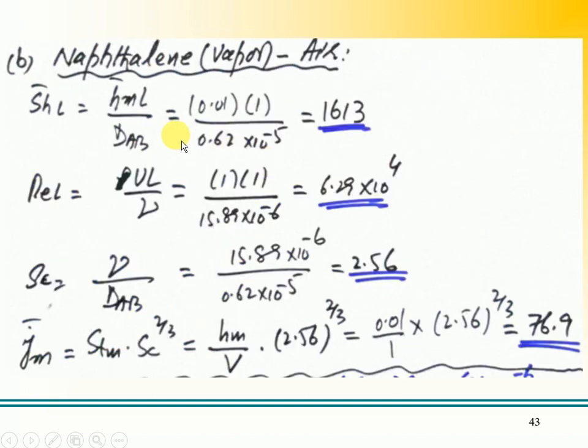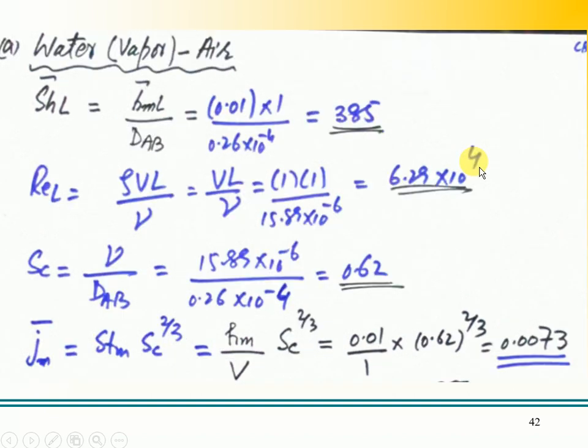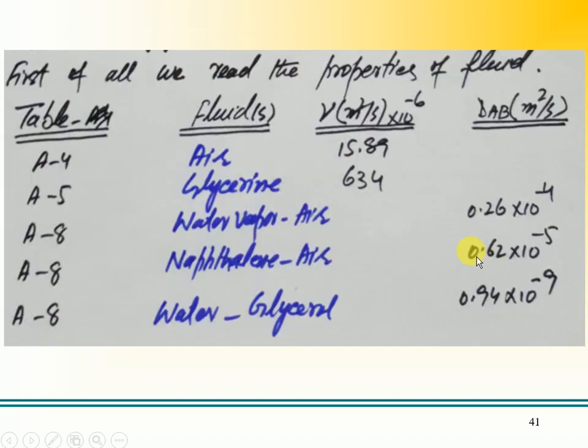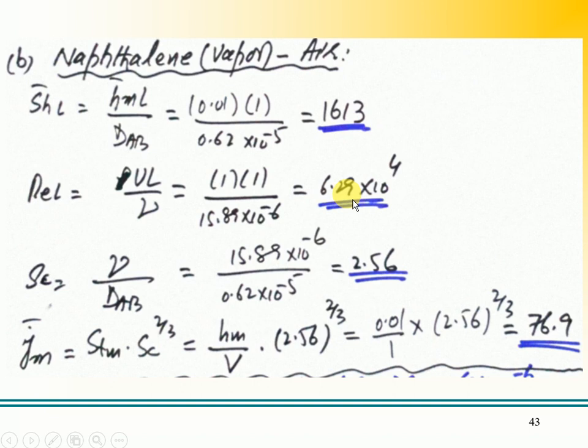Now if we go for naphthalene vapor and air, then for the Sherwood number, we use the h bar m given to us, 0.01, length is 1, and the corresponding DAB of naphthalene and air which we have read from the table, shown here as 0.62, right? I put it here. Reynolds number, rho V L upon nu, and for the Schmidt number, of course we put the values and get the value. Now the Colburn factor for mass transfer, that is St_m Sc, h_m by V, 2.6 raised to power 2/3, I get the value of 76.9.